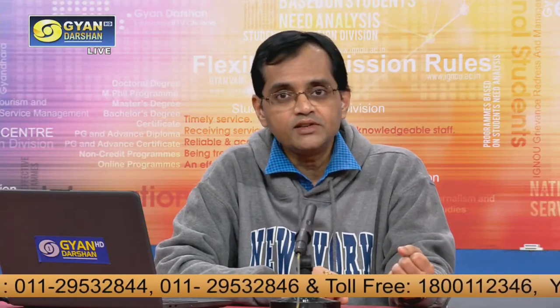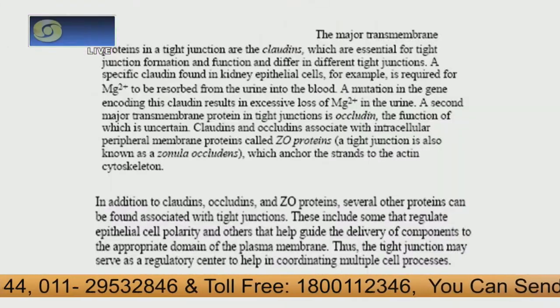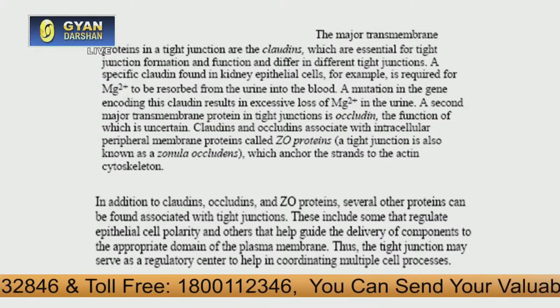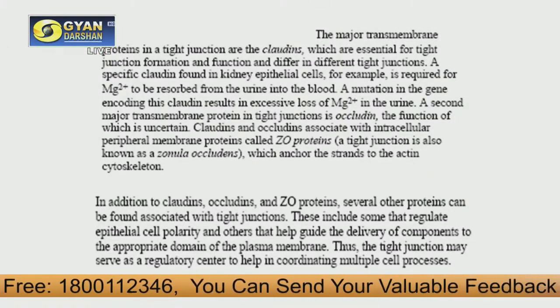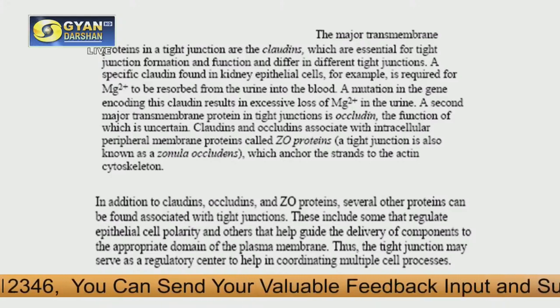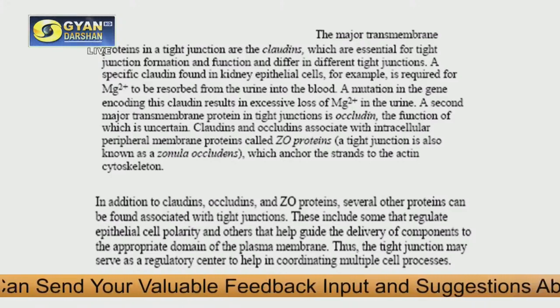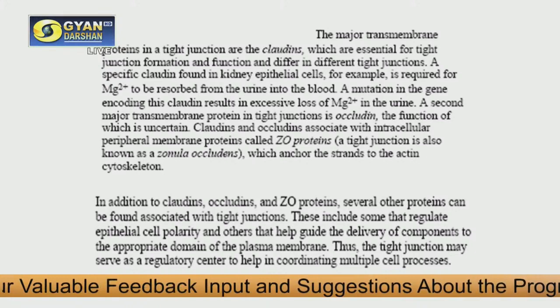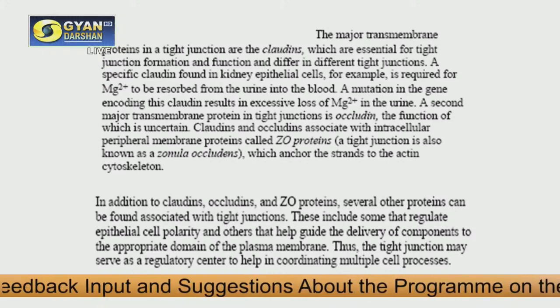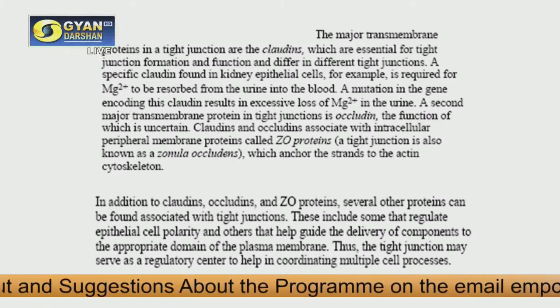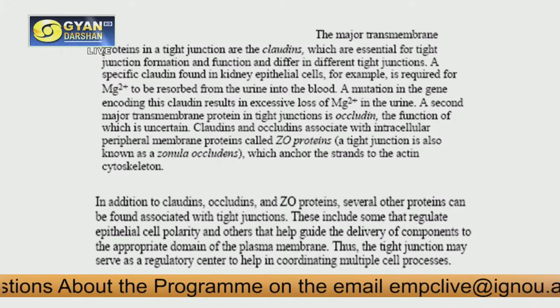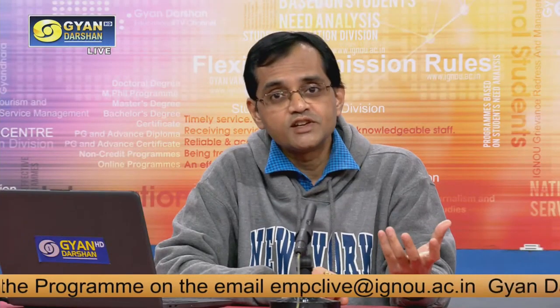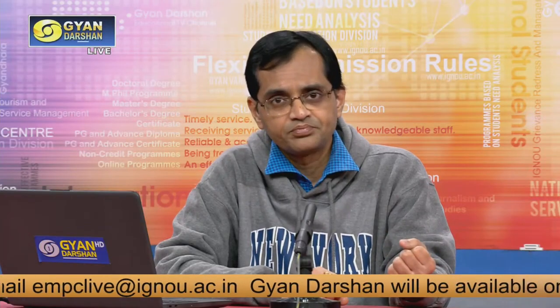The second protein, which is also a transmembrane protein, is called occludin. But the very detailed function of occludin is not very clear. It helps as a component of the tight junction, but whether it has any other major physiological function like claudin, that is not very clear to us.